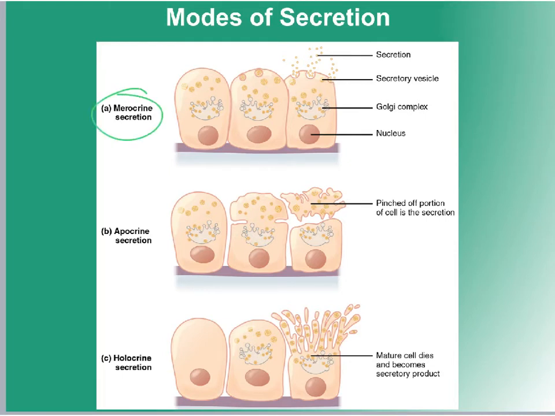So in merocrine secretion, what the cells are going to do is they're going to make the product. So the product is here. Let's just say this is sweat, right?